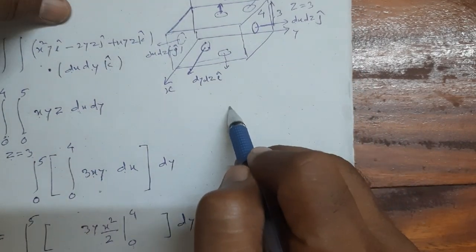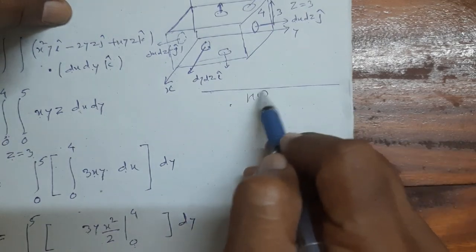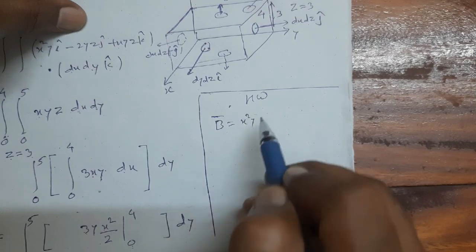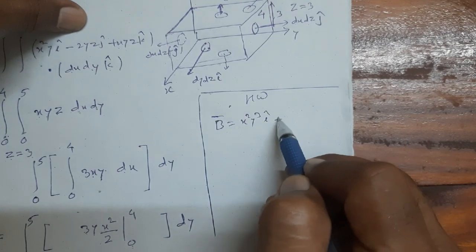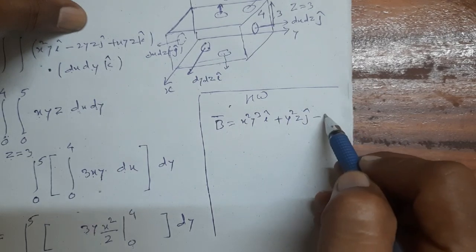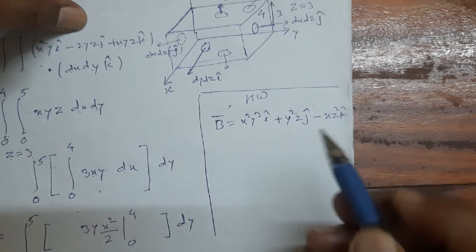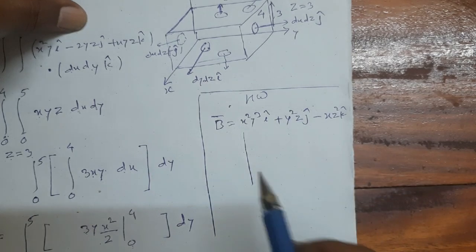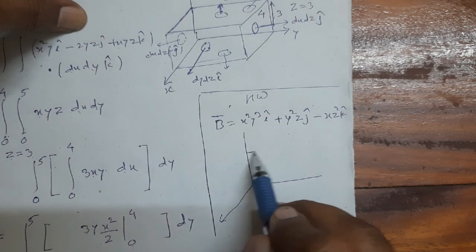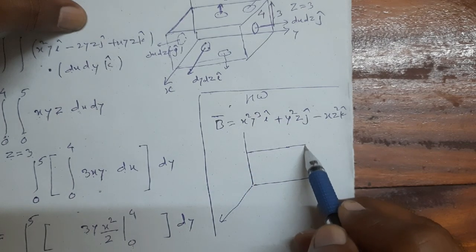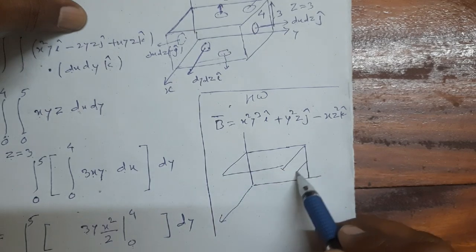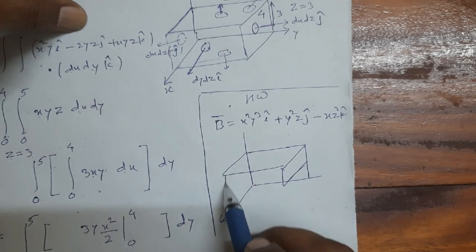As a homework, let the function b bar be equal to x square y cube i cap plus y square z j cap minus x z square k cap. And you may think about the surface integral over all the surfaces of a rectangular box, which is something like this. This is the rectangular box. I will treat the rectangular box which is here.